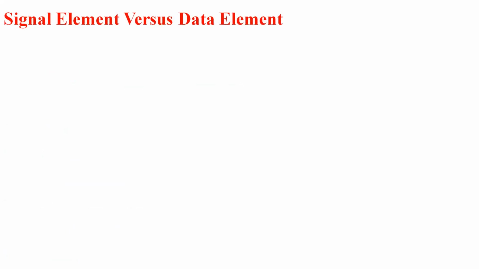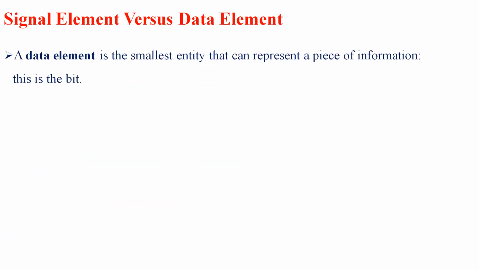The very first characteristic of line coding is signal elements versus data elements. We know that a data element is a very small unit which is used to represent a piece of information. This piece of information will always be in the form of a bit. It is the smallest element, so we use a bit to represent the information for a data element.